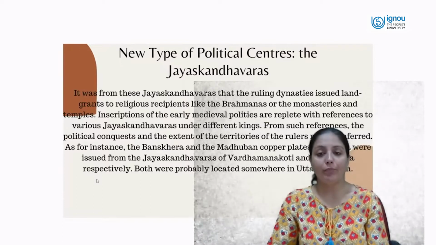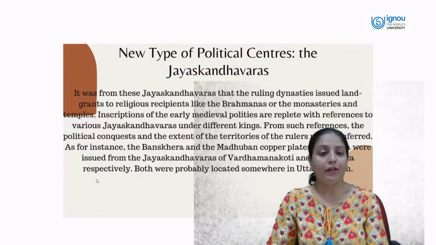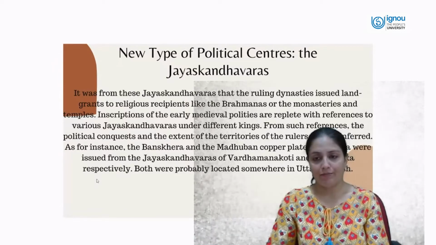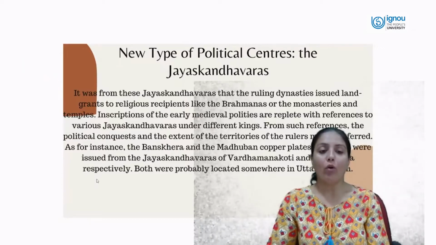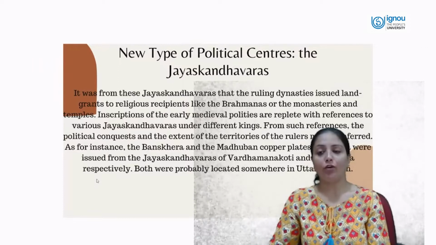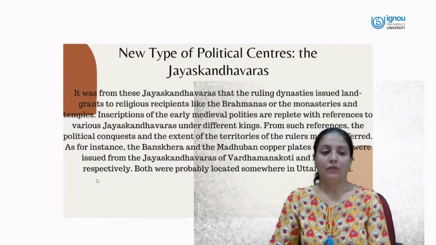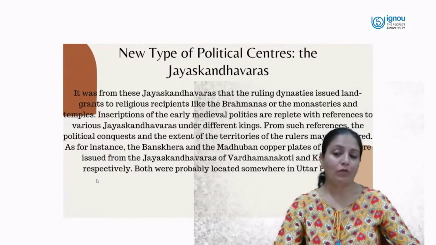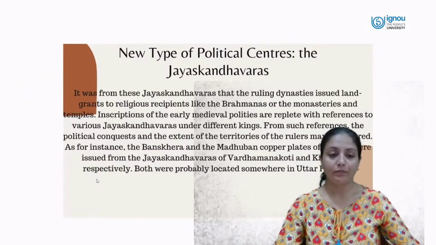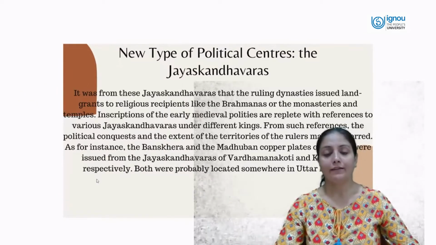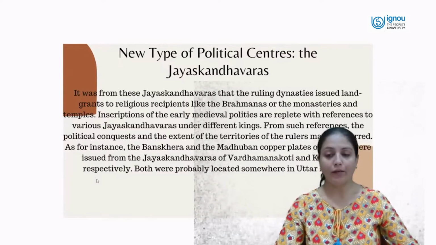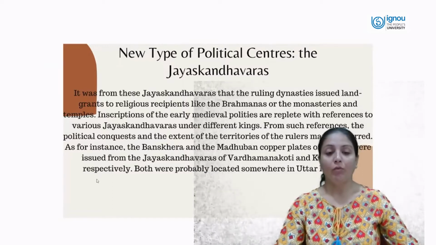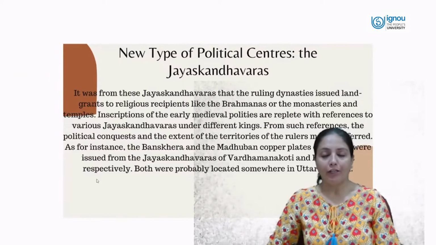Inscriptions of the early medieval polities are replete with references to various Jayaskandhavaras under different kings. From such references, the political conquests and the extent of territories of the rulers may be inferred. For instance, the Banskhera and Madhuban copper plates of Harsha were issued from the Jayaskandhavaras of Vardhamana Koti and Kapithika respectively. Both were probably located somewhere in Uttar Pradesh.